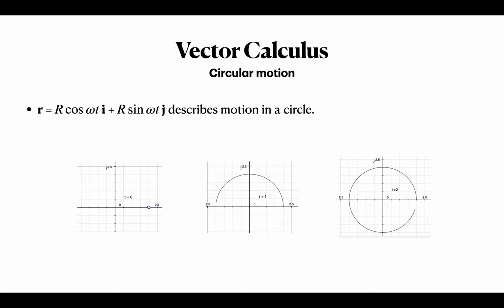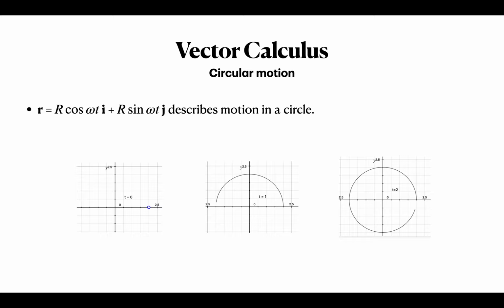r is the radius of the motion, and omega is what's called the angular velocity. So when you've got something moving in a circle, omega, the number multiplying the t, is called the angular velocity. And the thing multiplying the cos and the sine is called the radius of motion. All right, so I want to look at an example.